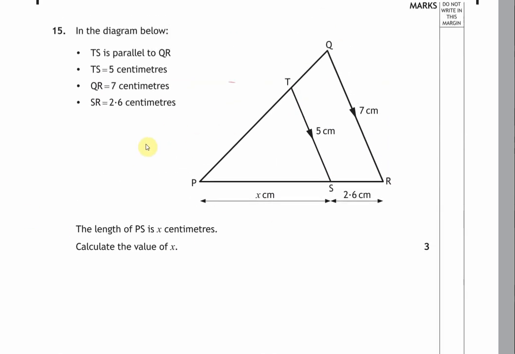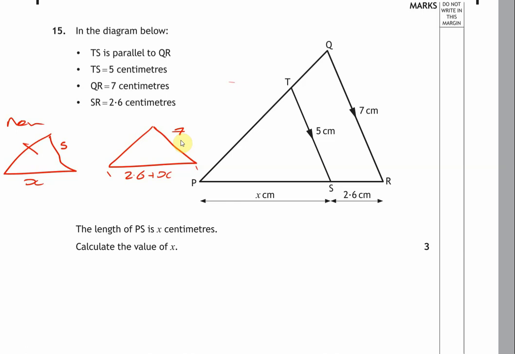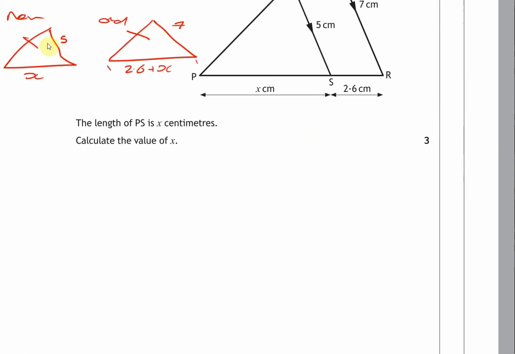So what we can do first here is draw out the two triangles. Now they're going to be very, very rough triangles. But we'll have this is 5 and this is 7. This is X. And for the whole triangle, so QPR, this is going to be 2.6 plus X. Now you can call these, for your scale factor, new over old. Either one you can make the new and either one you can make the old. It doesn't really matter. So what we'll do here is say that this is the new and this one here is the old.